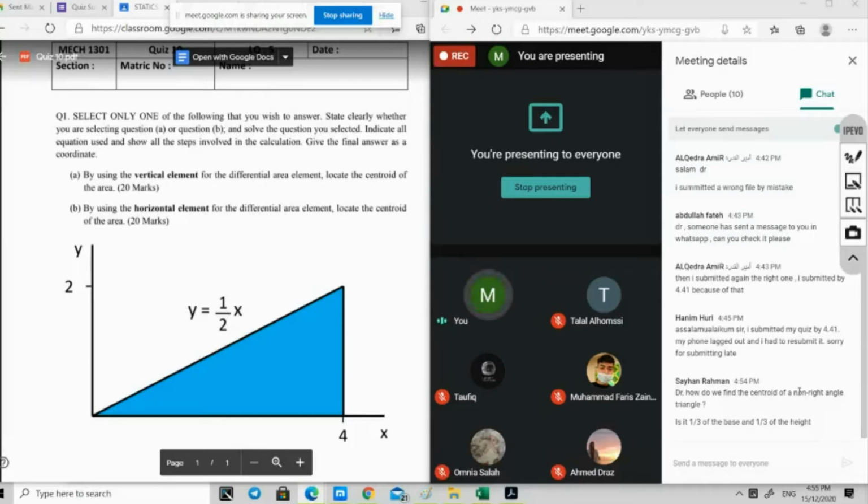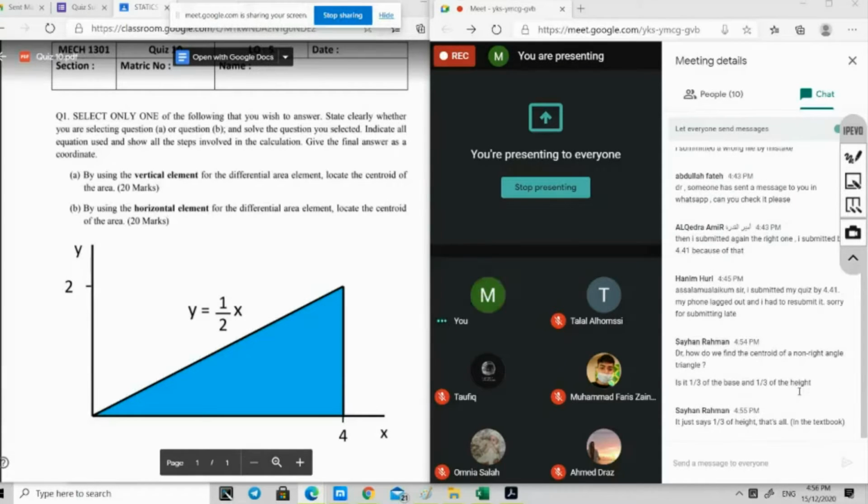You have the table where it shows the position of the centroid of, I think, a non-right angle triangle. So it is 1/3 of the height. Meaning that, considering the base is the flat one, right? And then it's 1/3 of the height. So you can determine that one.